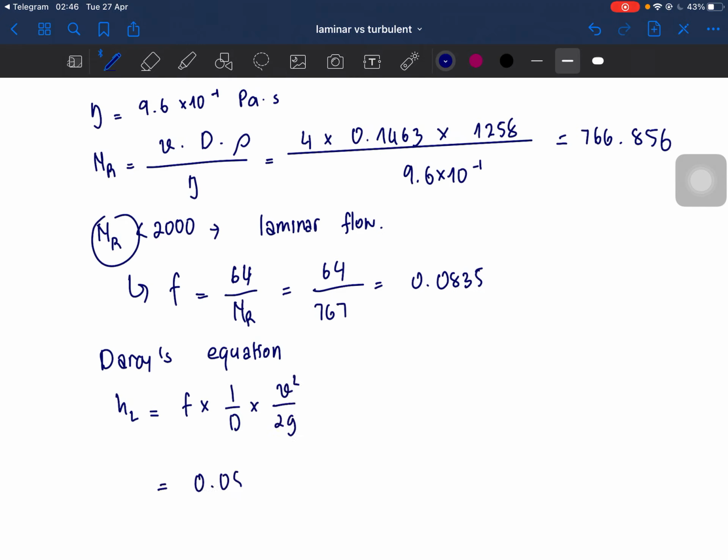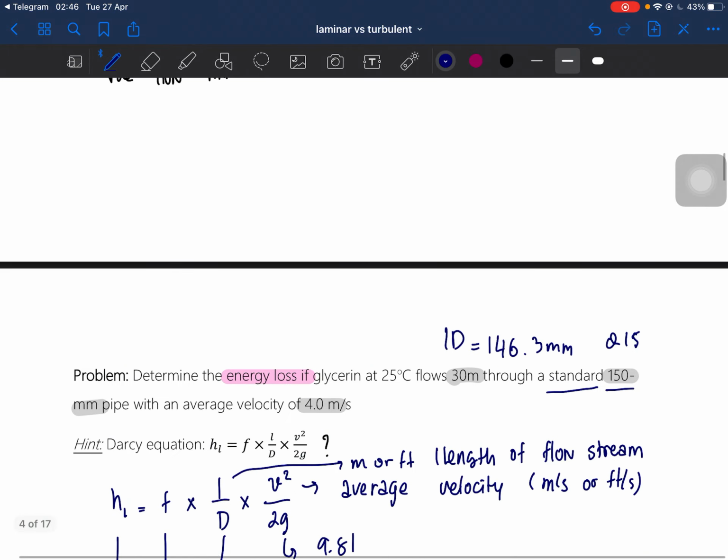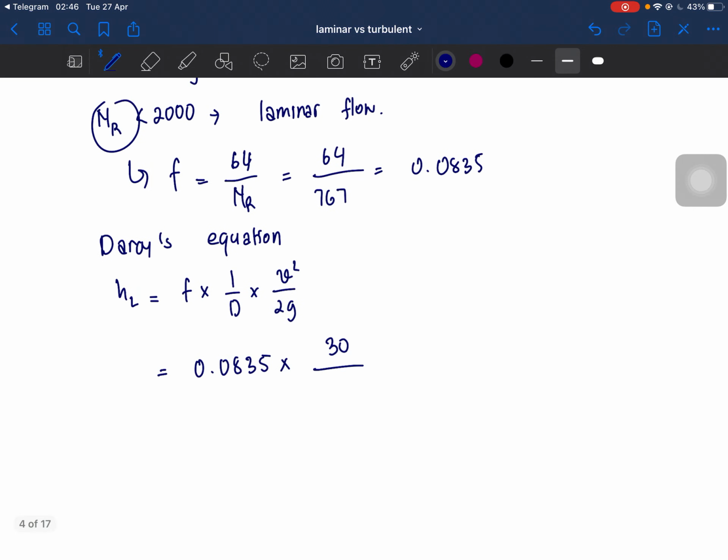So F now we have 0.03835 times L, which is 30 meter, so we don't have to convert it again, over D, which is 0.1463, times 4 squared over 2 times 9.81. So the final answer is 13.963 meter.